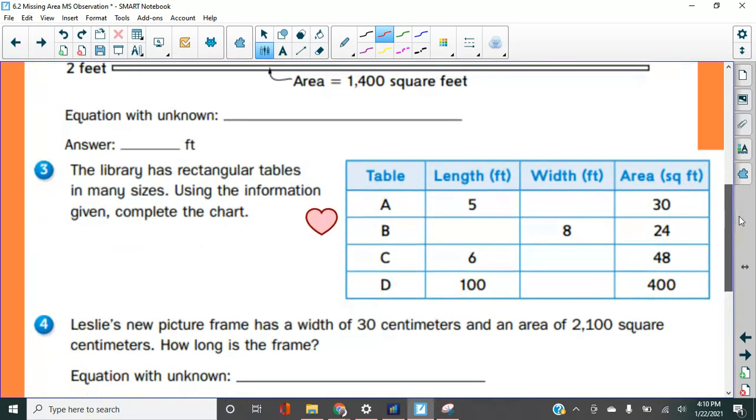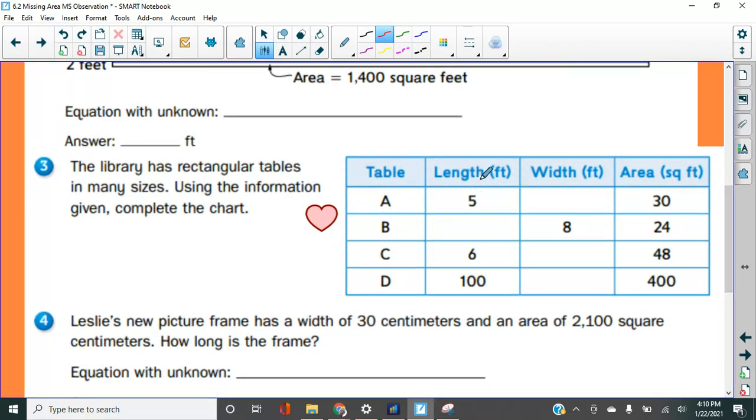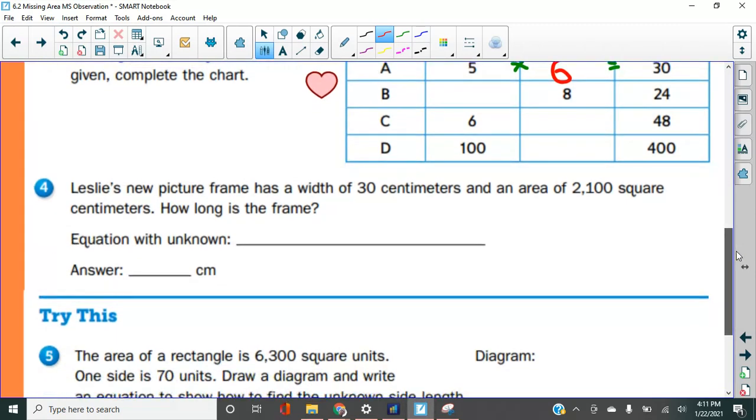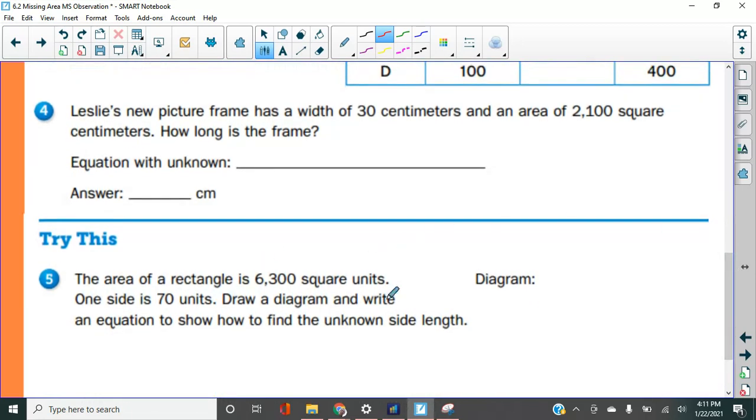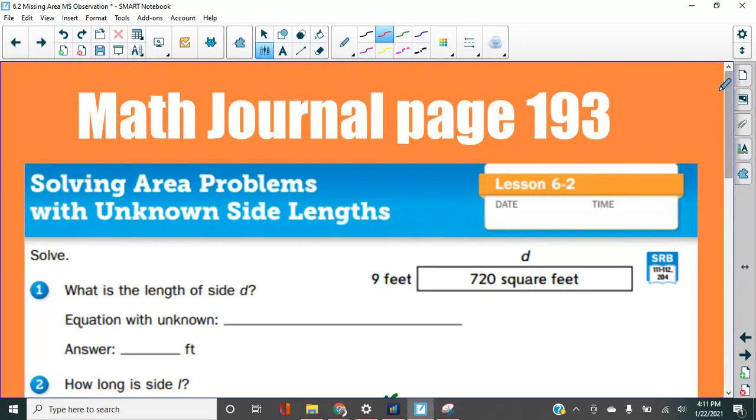Down here we have a grid, right? If the length is 5, the width would be something. So 5 times what equals 30? You know what goes there? 6. Okay. Down here on number 4, I'm going to suggest drawing a picture. And then on number 5, you have to draw a picture. So use what you learned yesterday about extended multiplication facts and what you know previously about your multiplication and division facts as you are working today.